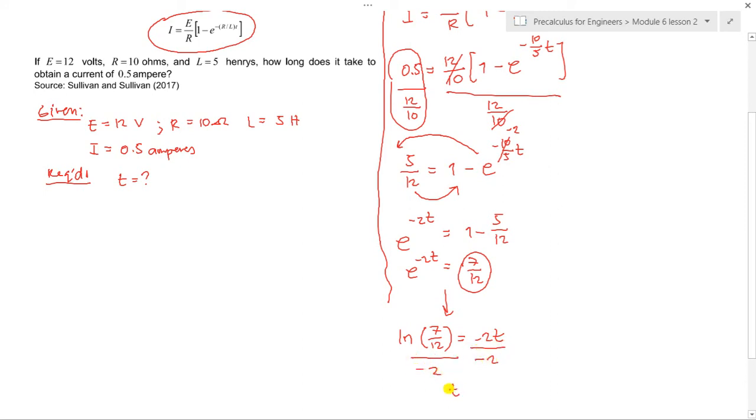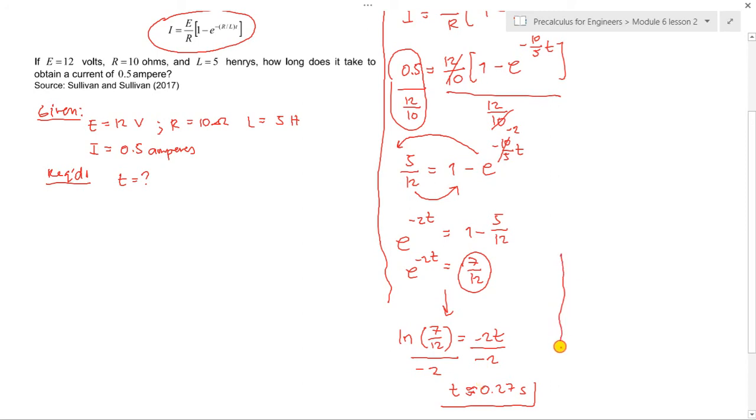So now our t is equal to the ln of 7 divided by 12, or you can also write it as the ln of 7 minus ln of 12. It's the same. Divide by negative 2. The answer is 0.27. T here is approximately 0.27 seconds, the time for it to reach a current of 0.5 amperes.